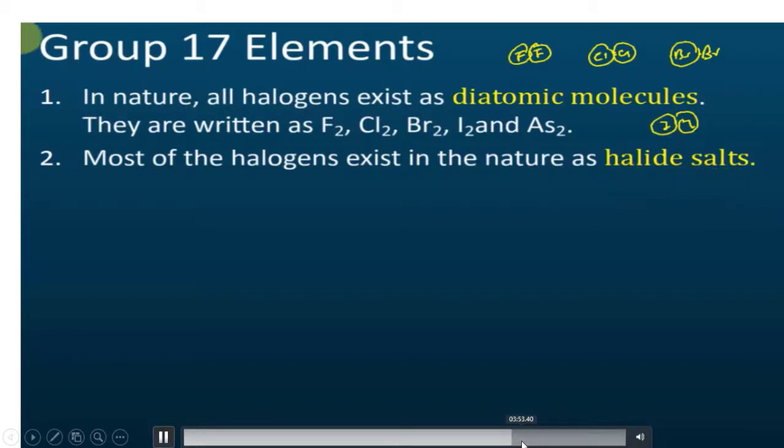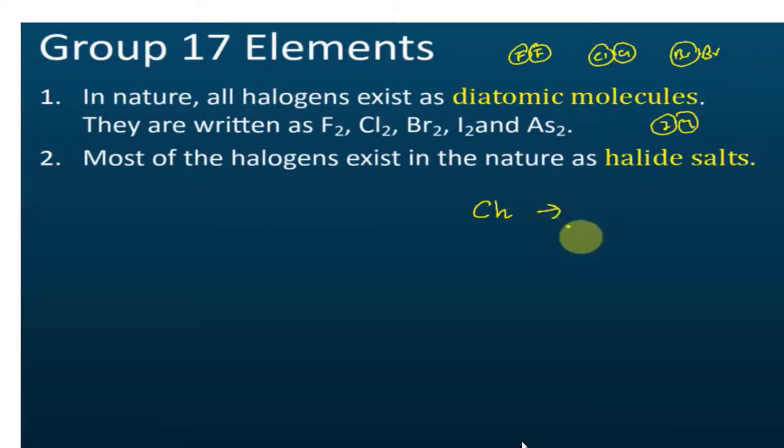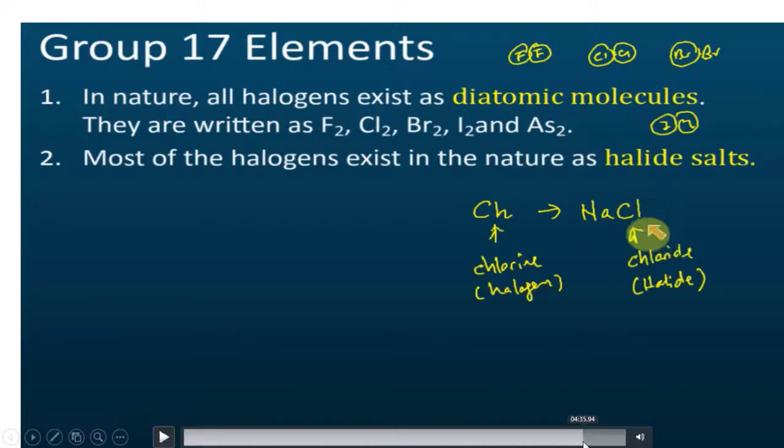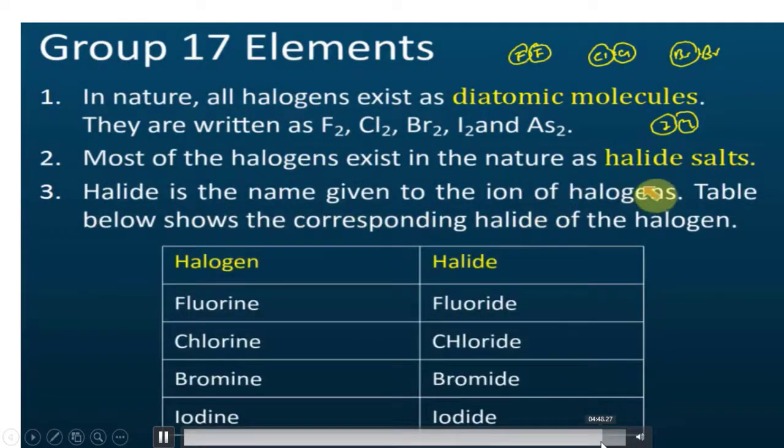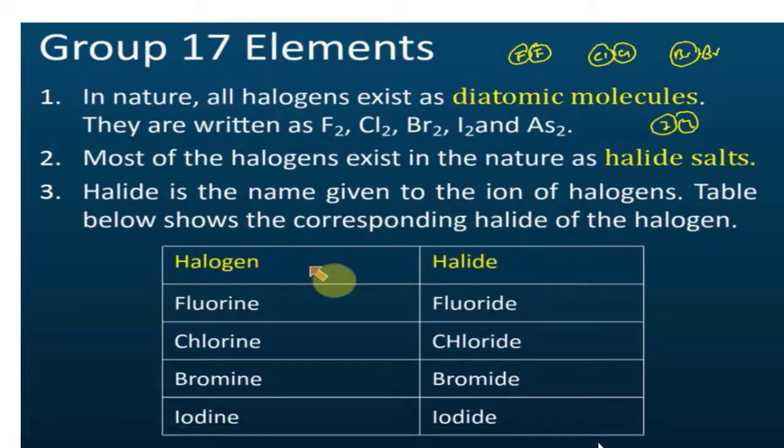Halide salts mean halogen with metal, like chlorine with sodium, forming sodium chloride. This is called sodium chloride or a halide. If the element enters a compound, it changes its name from chlorine to chloride, fluorine to fluoride, bromine, that is the name of the element, and bromide, that is the name of the compound. Halide is the name given to the ion of a halogen. The table below shows the corresponding halide of each halogen.